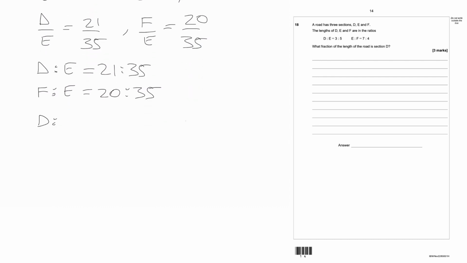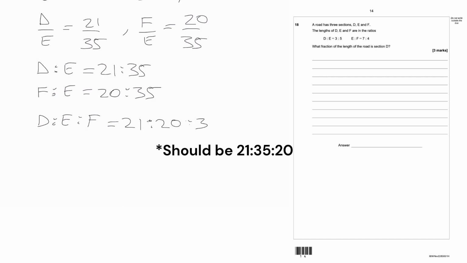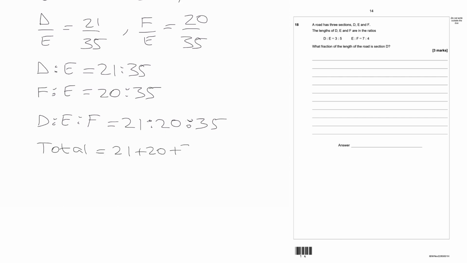So now that we've done this, we can write the ratio D to E to F to be 21 to 35 to 20. So if we add all these parts up, so 21 plus 20 plus 35, this gives us the total length of the road, and this is 76. And therefore D as a fraction of this total is going to be 21 out of 76.